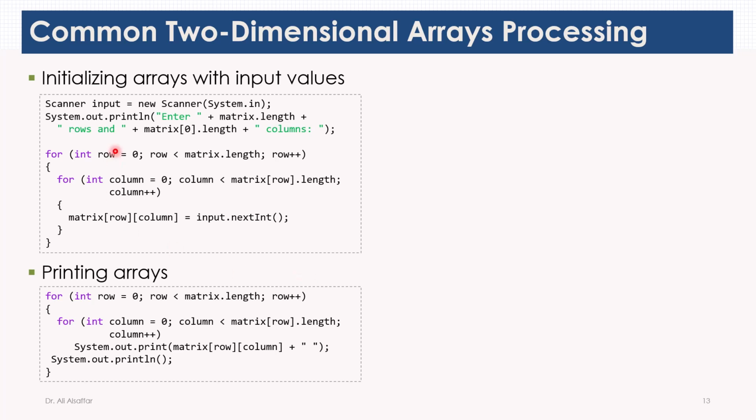Like initializing arrays, printing arrays is the same. So inside the inner loop, you print the index variable that is referenced by row and column. And see that the row index variable is the variable for the outer loop. The outer loop is responsible for the number of rows, and the inner loop is responsible for the number of columns.